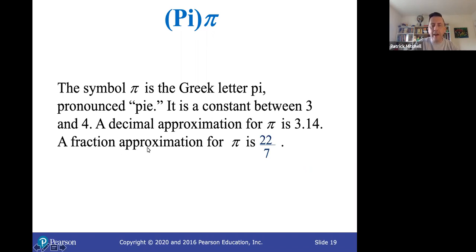And then sometimes it's easier to use a fraction approximation for pi, and that approximation is 22/7. Later on in this chapter, we're going to talk about converting fractions to decimals. The decimal for 22/7 is 3.142857, and it keeps repeating. So it is the same as pi to the first 2 decimal places. So for what most people are doing, that's usually good enough.